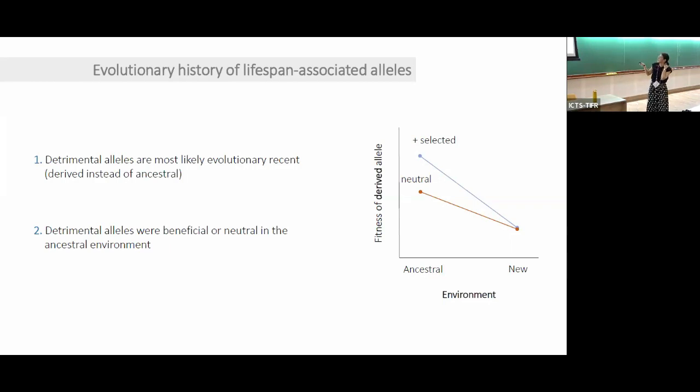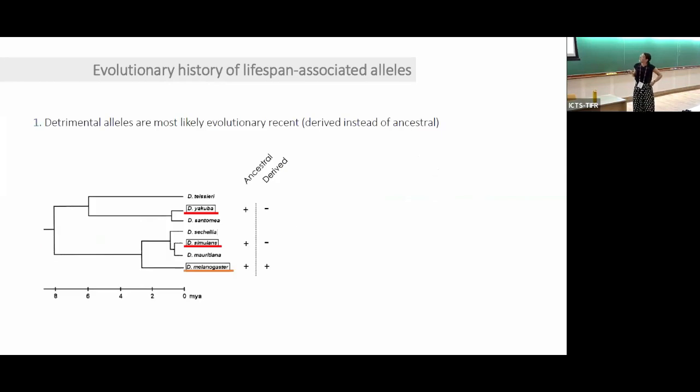You can imagine it like this. If this is the fitness of the derived allele in an ancestral environment, they were better, neutral, or positively selected. So they were good or neutral, but now you place your population in a new environment and the fitness goes down. This is the framework. So how do we test this? We try to test these two things. The first one is, what is the state of our alleles? Are they derived or ancestral?